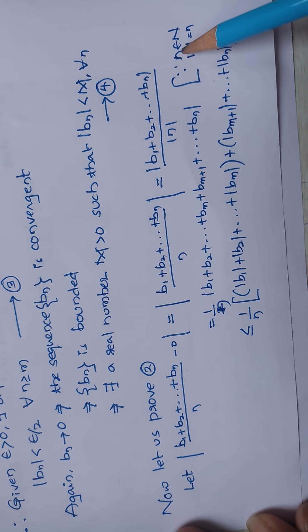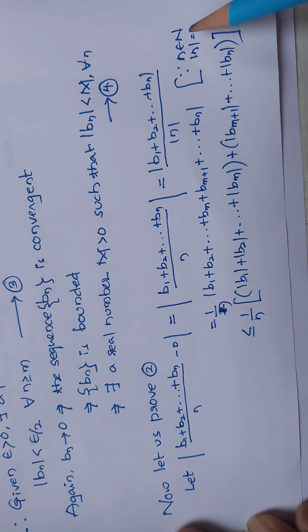So because n belongs to N, the modulus of n also becomes n. So this is equal to 1 divided by n times the modulus of b1 plus b2 plus so on bm plus bm+1 plus so on bn. So this is less than or equal to, using the modulus property, 1 divided by n times modulus of b1 plus modulus of b2 plus so on modulus of bm plus modulus of bm+1 plus so on modulus of bn. Okay, so these are m terms, these are n minus m terms.